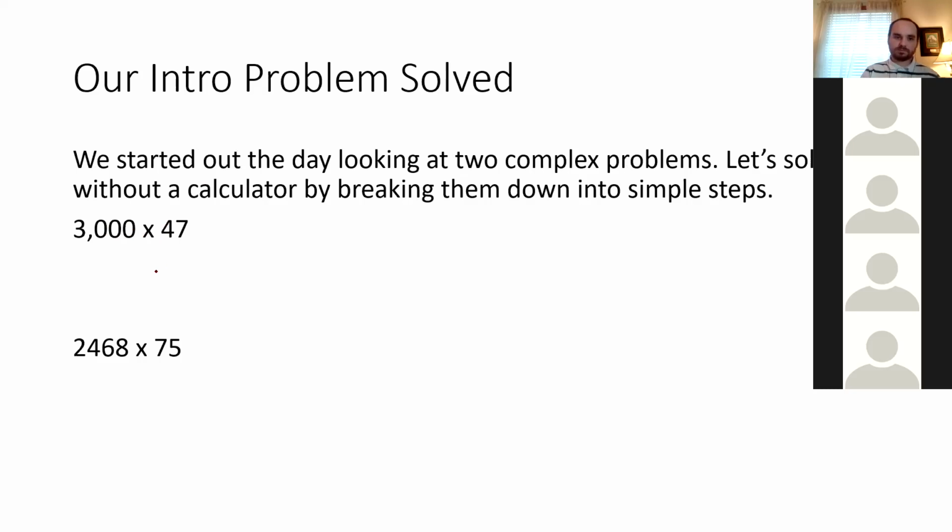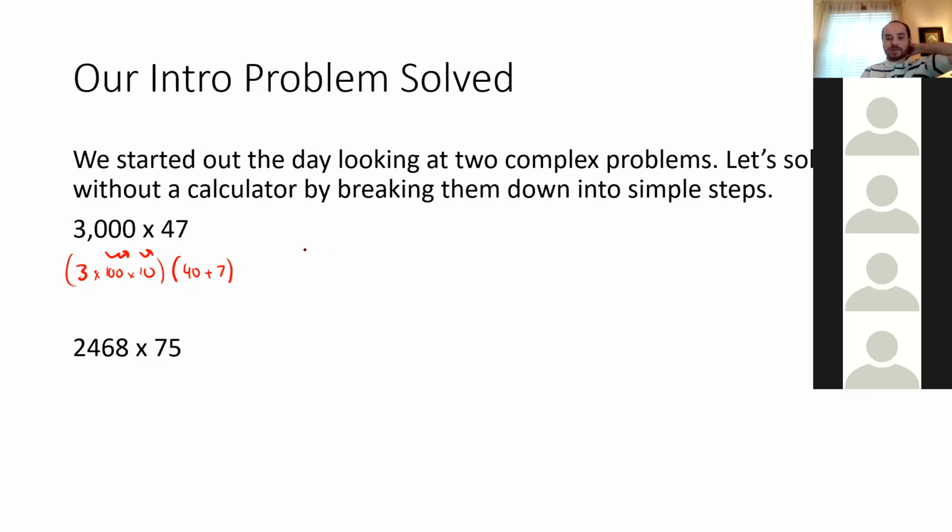3 times 100 times 10 would work. And how could we break down 47? 40 plus 7. Thank you, Candler. So we're going to ignore this. This says move our decimal place 2 to the right. This says move our decimal place 1 to the right. So we're going to do that at the end. We're going to move 3 places to the right.